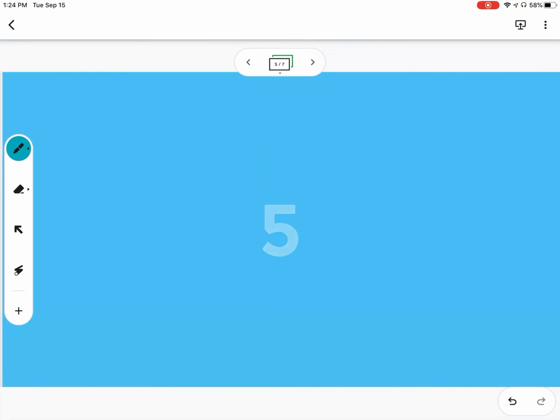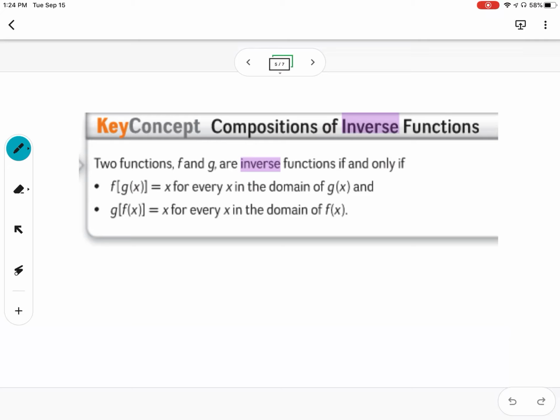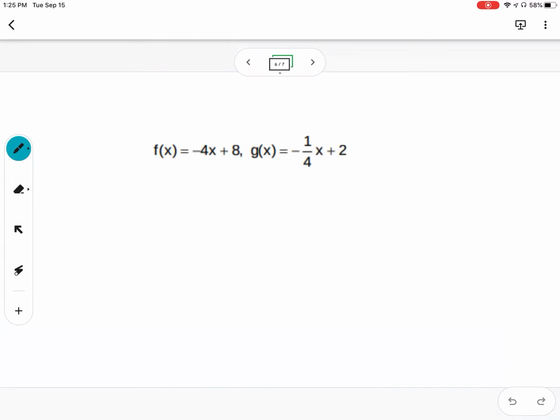There you go. One more thing we're going to talk about is this: if you're given two equations and asked whether they are inverses or not, you find both compositions, f of g and g of f, so both directions. If they both equal x, then they are inverses. They have to both equal x to be inverses. I'm going to do two examples for you.